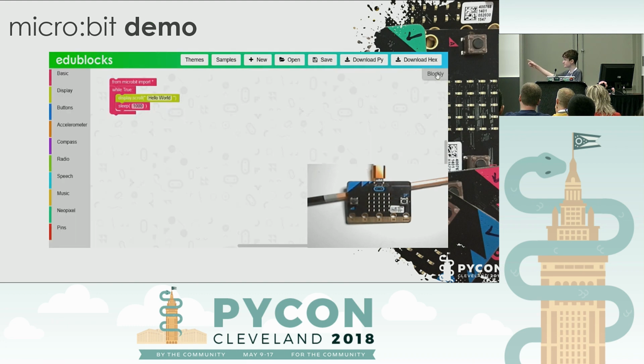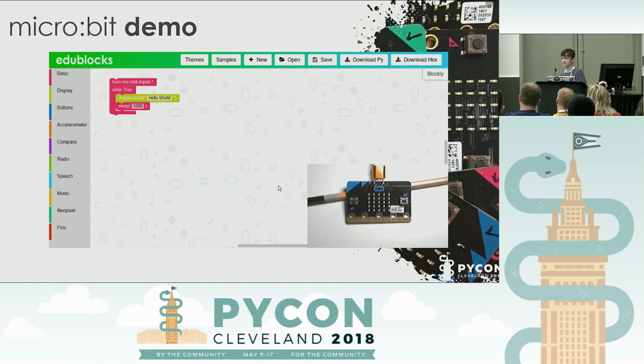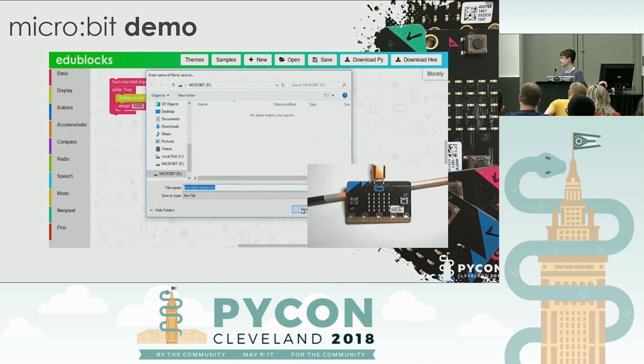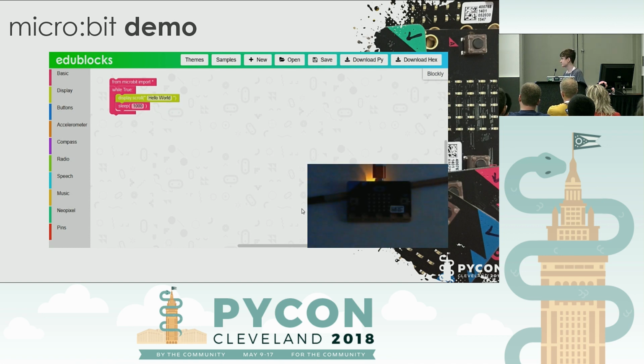You can still switch to Python view, but the way the microbit works is you download a file and upload it to the microbit as if it was a flash drive. Let me turn the lights off so you can see it. You can kind of make out that it's scrolling Hello World in the corner there.